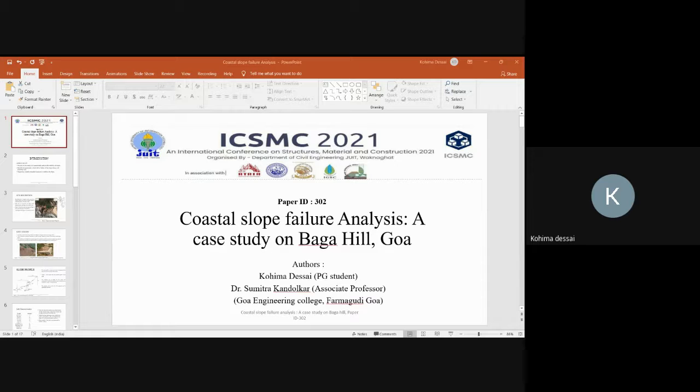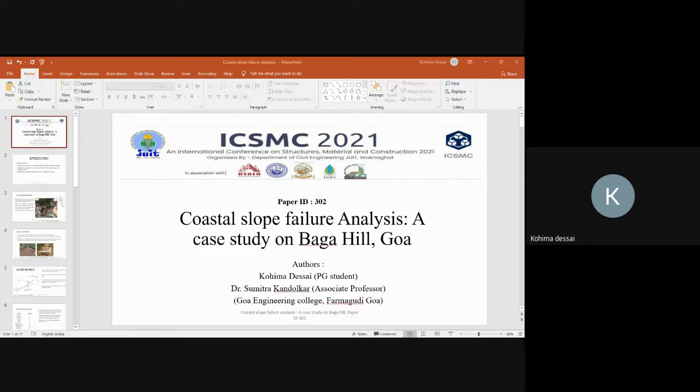So India is a peninsular country with around 7,500 kilometers of coastline, out of which about 1,600 kilometers is affected by coastal slope erosion. Goa, being a small state, also contributes to this slope erosion. So there is a need to analyze these slopes, to evaluate the failure mechanisms, and to identify the areas which are at risk.